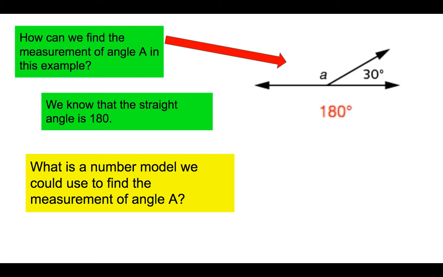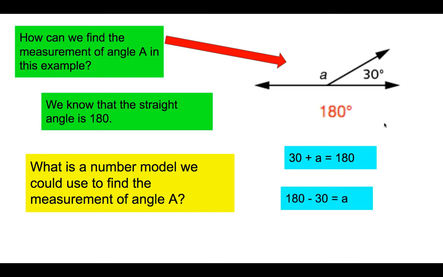And let's talk about some number models now that we can use to find the measurement of angle A. Well, we talked about this. 30 plus this unknown of A will equal 180 degrees because if you add them together, as we talked about before, they're supplementary angles, we get 180 degrees. So this could be a number model here: 30 plus unknown A equals 180 degrees.